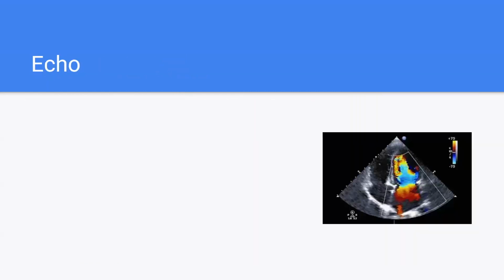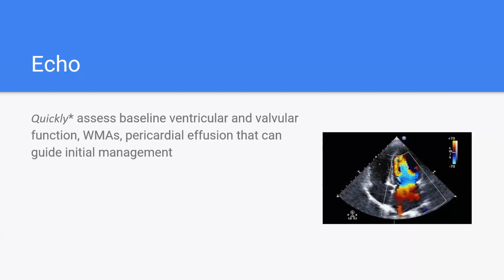First, I'm just going to briefly go through to remind what each of these does and when we can and can't use them. Echo, of course, quickly assesses function, wall motion abnormalities, effusion. I highlighted quickly there because it still takes 24 to 48 hours. It's not supposed to be that way, but in theory, echo can quickly give us a lot of information.